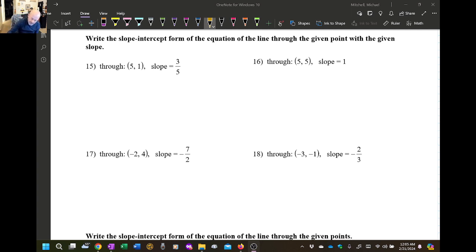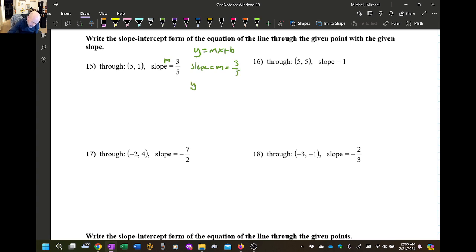Okay, on to the next batch, 15 to 18. Similar thing here again: write the slope-intercept form of the equation through the given point with the given slope. So we're doing pretty much the same thing we did before, give or take something. y = mx + b. Our slope is equal to m, and we know that right away. We're given that. That's 3/5.